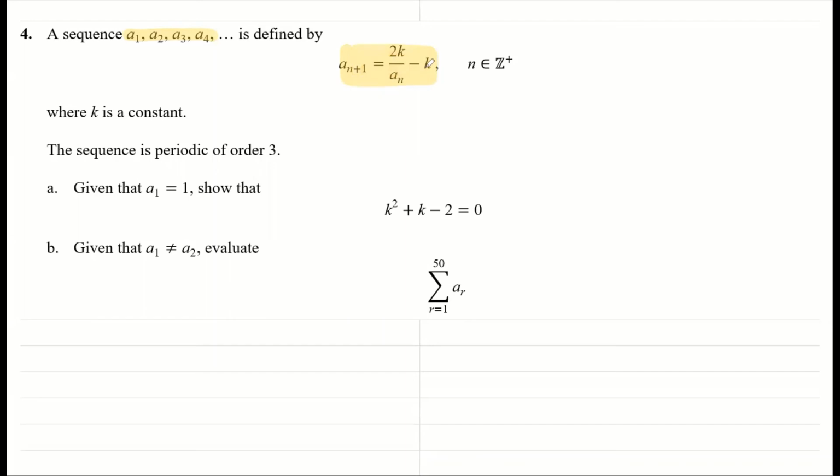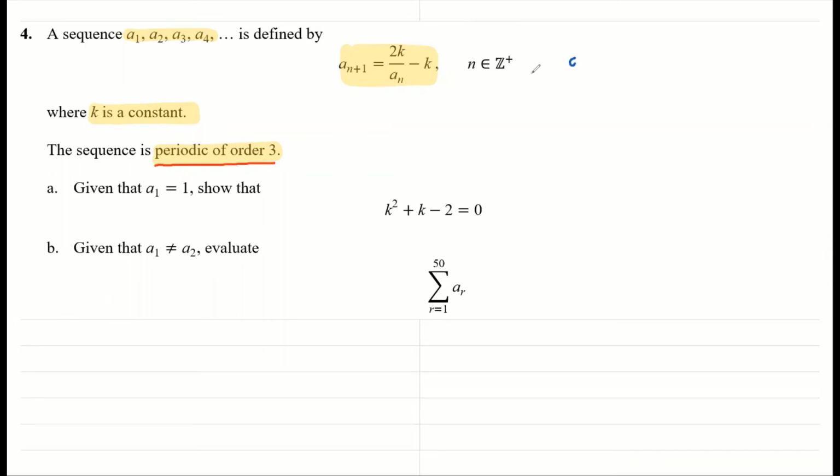And we're also told that the sequence is periodic of order 3. Now then, and K is also a constant. So there's some key information here we need to be aware of. So let's just consider this idea about the sequence being periodic of order 3. Now, just to explain this again, we touched on this earlier in a previous question. I'm just going to write it out.